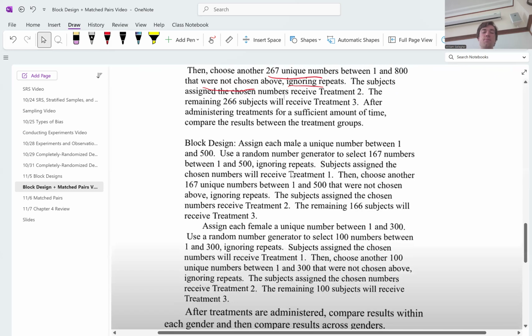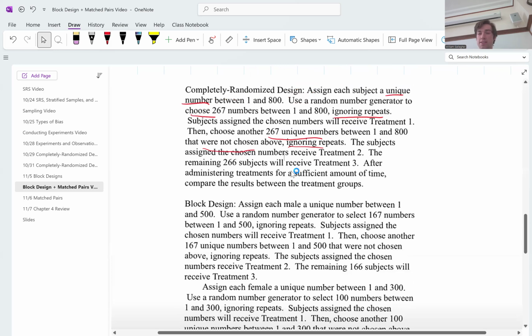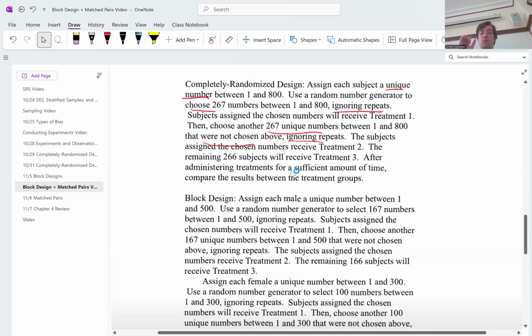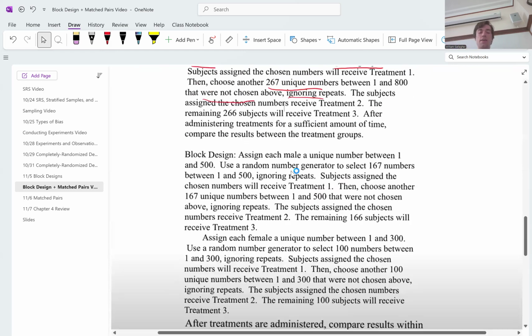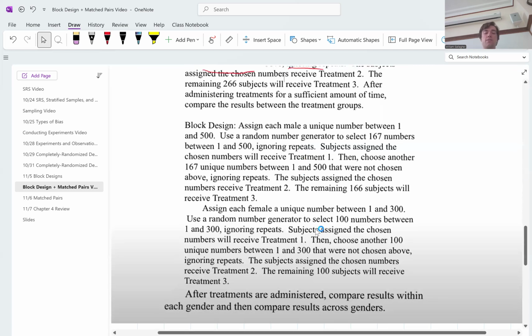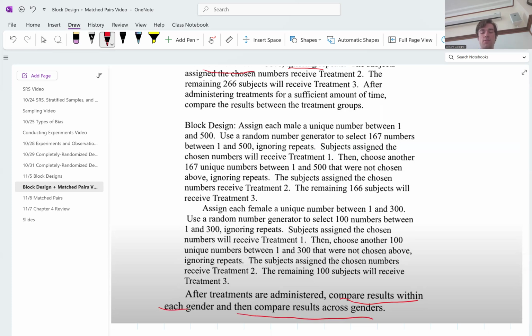For the block design, again, this is what we just talked about. So we're gonna block by sex, right? And so what you're gonna notice here is that essentially after we block by sex, we're gonna do 2 separate, completely randomized designs. So you do kind of have to repeat yourself. The numbers will change a little bit based off of the populations. And then at the end, we compare results within each gender and then compare results across gender.